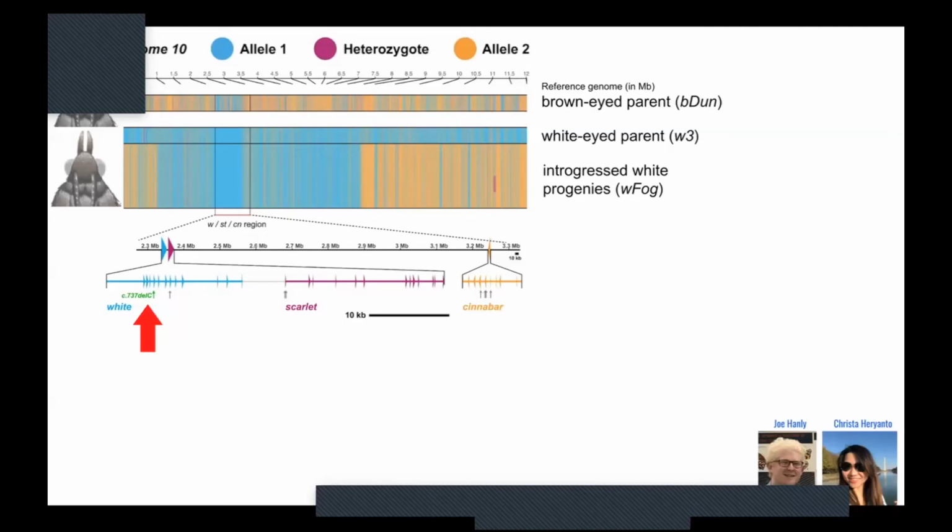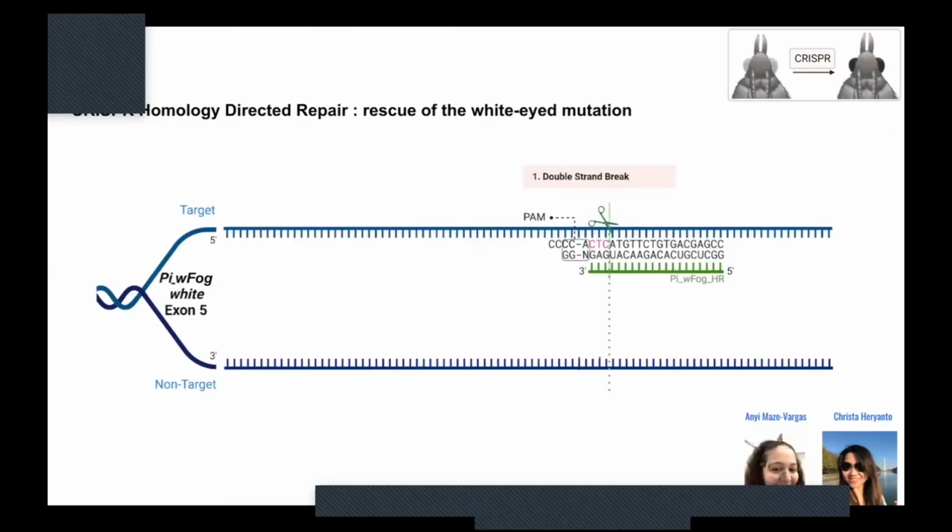gene. And so we compared the wild type strain to the mutant strain, and we found that the mutant strain had a coding mutation, just 1 deletion in an exon of the white eye gene, creating a frame shift. So that was very cool. 1 base pair mutated in the wild type strain. Maybe we can try to fix it with CRISPR.